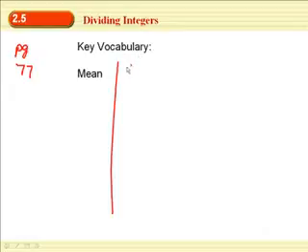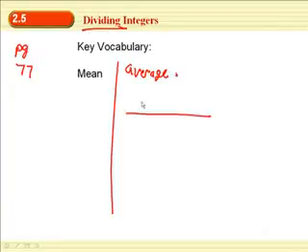We're doing the mean, which is the average. So the average, it's talking about in dividing, since this is dividing integers. If you remember average, you add up the numbers, and then you divide by the number of numbers you added. So we will do a couple of those as we get going.